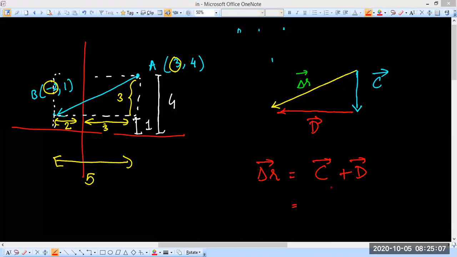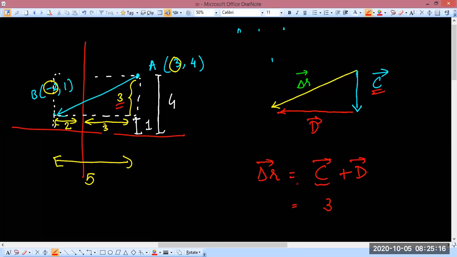Okay, so c vector is clearly 3 in length, but it is not in positive y direction. It's actually going down. That means it is in negative y direction. So we should write -3 j caret. Clear?